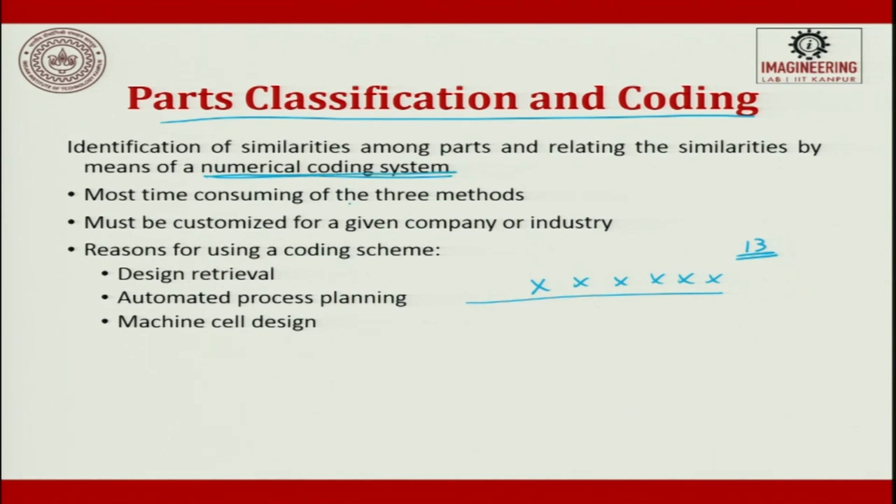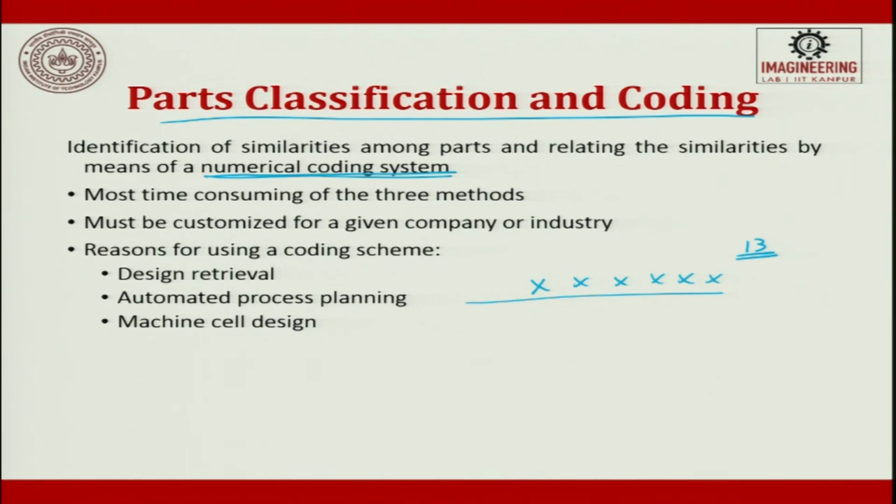The most time consuming of the 3 methods is giving the number code. It must be customized for a given company or industry. It cannot be generic. For example, from college to college, the roll number designation will be different. Some colleges have 10 digits, some have 4 digits, some have 13 digits. Earlier, banks also used to have 4 digit or 3 digit numbers. I remember my father had a bank account number of only 2 digits. But that was an era where we did not have online transactions.